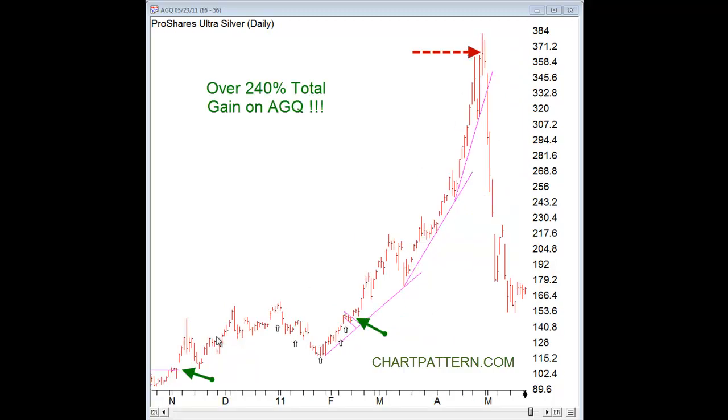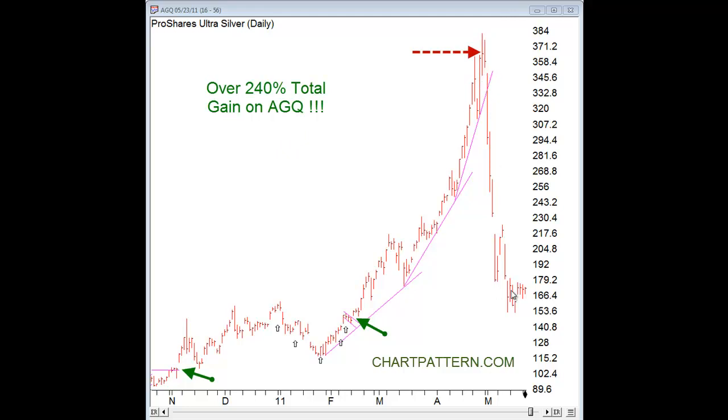And you'll notice this next shot explains the entire process after that. At $360 a share, after calling that parabolic top, price in just 4 sessions here, you can see them 1, 2, 3, 4, moved from $360 a share down to under $180 a share in that short period of time. So his two buys right here equaled a total gain of over 240% on this ETF, and then sold it at near the exact top.